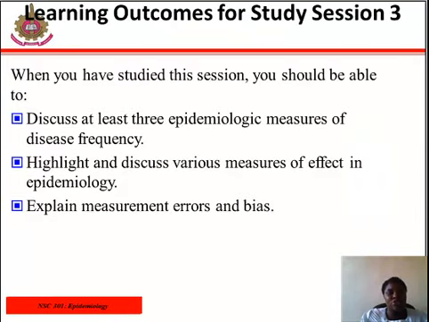At the end of the study session, you should be able to discuss at least 3 epidemiological measures of disease frequency. You should be able to highlight and discuss various measures of effect in epidemiology. You should be able to explain measurement errors and bias.